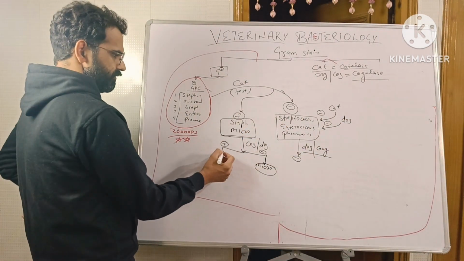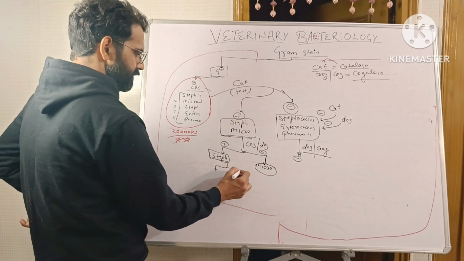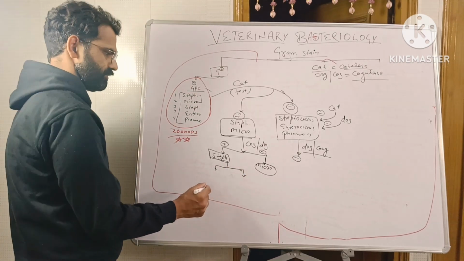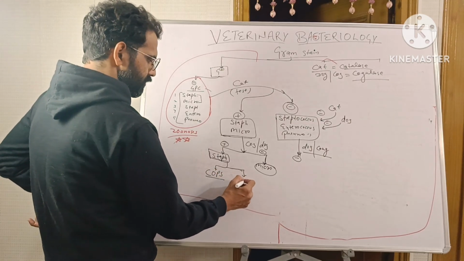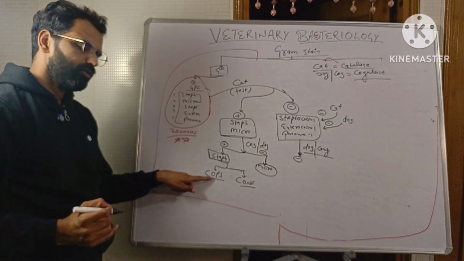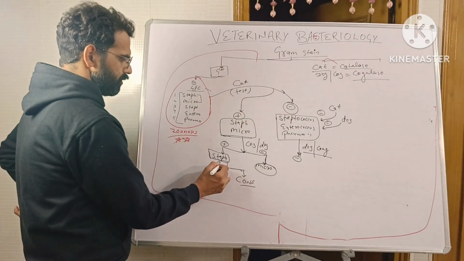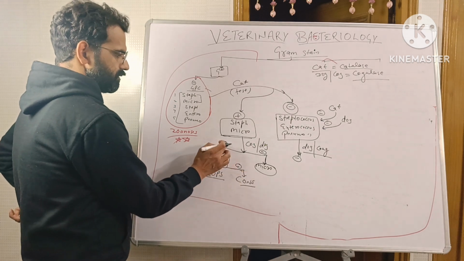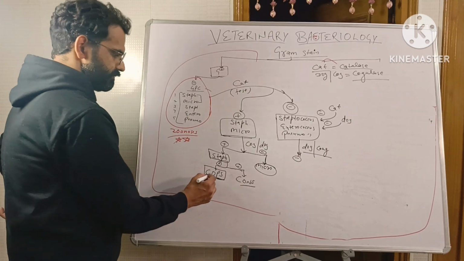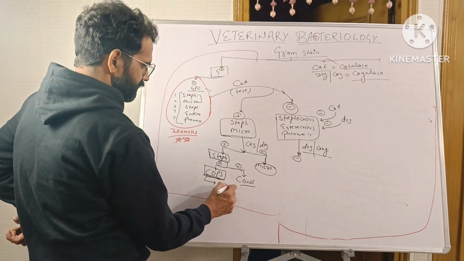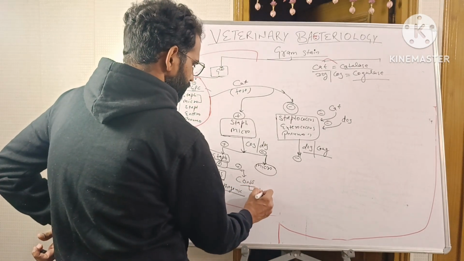Now we have staph and micrococcus. In the staph category, some are pathogenic, some are non-pathogenic. These are coagulase positive staphylococcus. These are coagulase negative. So all the staphylococci are not coagulase positive. Those which are coagulase positive are pathogenic, and coagulase negative are non-pathogenic.